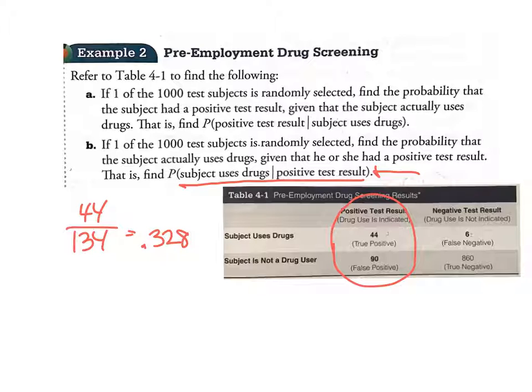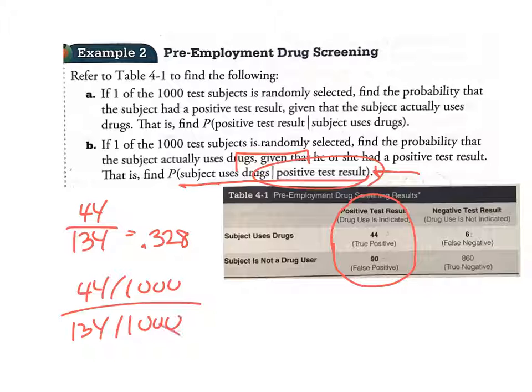Now, if you like the math method better, you would do both of them. How many subjects used drugs and had a positive test result? Well, there were 44 that did that. So 44 out of 1,000. Then you do just this part. How many people had a positive test result? Well, 134 did out of 1,000. And the thousands would cancel. You'll get 44 over 134 again. So obviously you get the exact same answer. So either way is fine. Just be very careful that you do realize that there's a condition there.